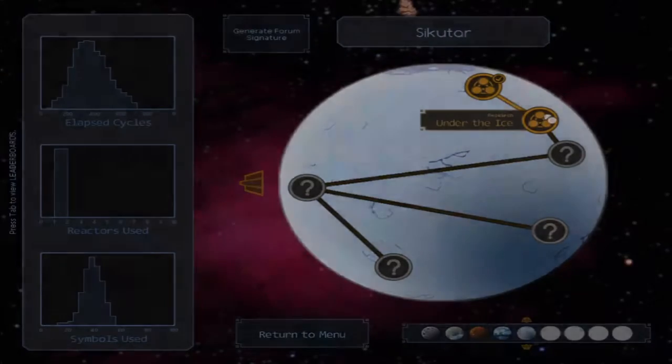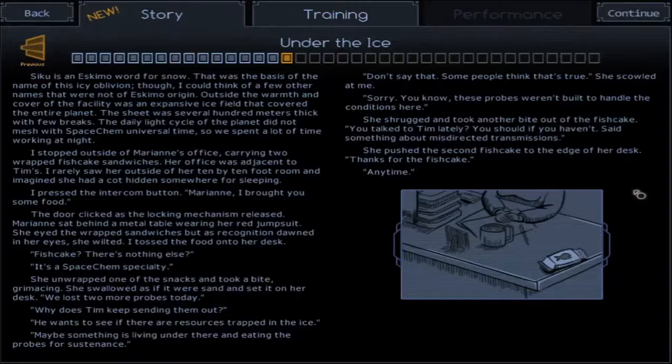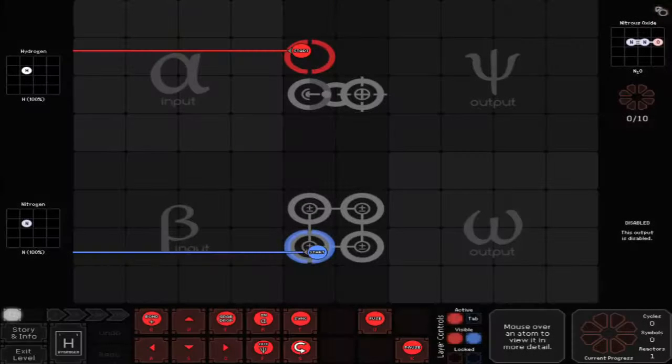Under the ice. I wonder if... Ooh, another story page. Let me get the cursor out of the way so anybody that's interested can go ahead and keep reading it. And off we go.